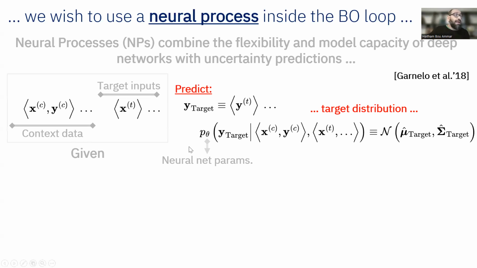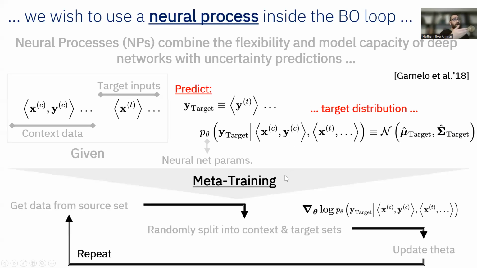We parameterize the neural network parameters by this theta, and then we're going to train this theta in order to give us good distributional predictions. Now, in the original work by Garnelo, they assumed that this output distribution is Gaussian, and that the mean and the sigma of that Gaussian over the target inputs are parameterized by a neural network. And the way you would train this neural process is in a meta way.